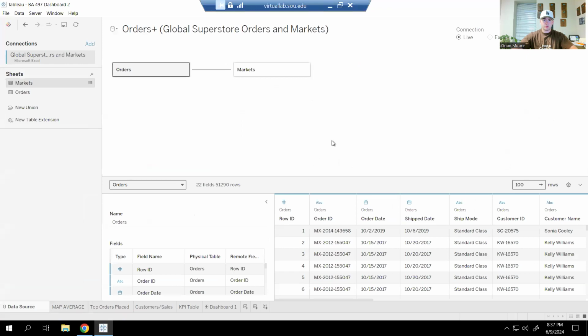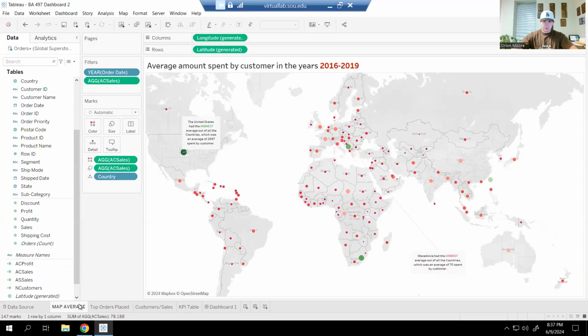First thing I want to start with is my relationship. The first thing I did, I made a relationship between orders and markets. This made it so I was able to make my spreadsheets and my dashboard moving forward. The first thing I did was I made a map.